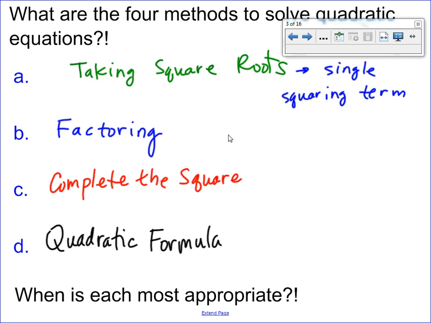When is it appropriate to solve by factoring? Well, we've got both x squared and x term, so both quadratic and linear term, but I recognize the factors. I can factor it when I'm in standard form. So factoring is appropriate to try when there's both linear and quadratic terms, but I can factor.